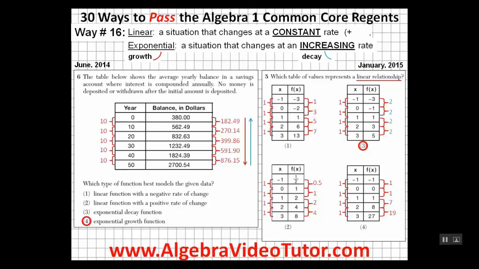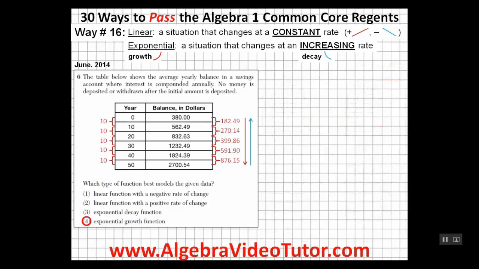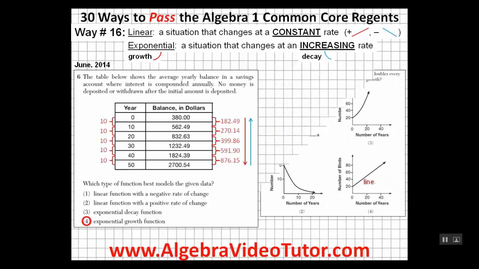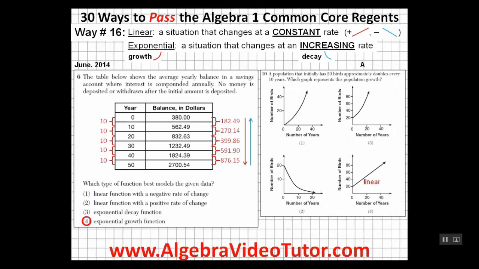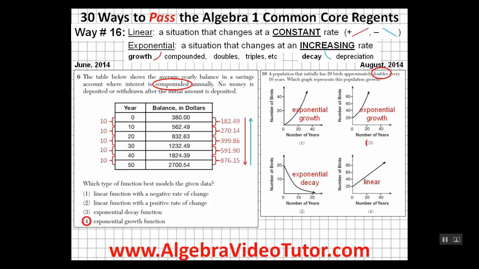Linear functions can be both positive and negative, but the lines will be straight due to the constant rate, like in choice 4 of this question from the August 2014 Algebra 1 Regents. And although choice 2 shows exponential decay, also known as depreciation, the words compounded, doubles, or triples should scream out exponential growth to you, making the answer choice 3, especially since a population initially has 20 birds.